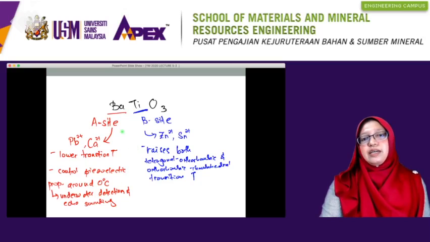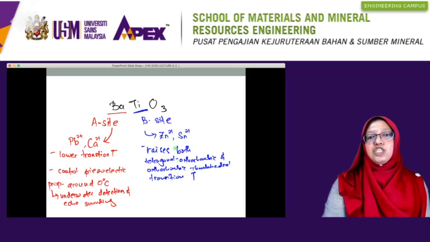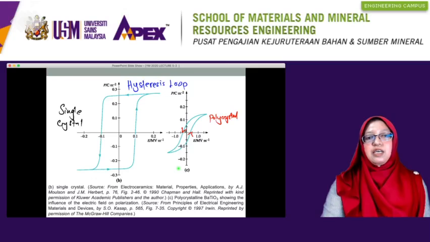Or else we can alter the B site by substituting Zr4+ or Sn4+, known as tin. This will raise both the tetragonal-orthorhombic and orthorhombic-rhombohedral transition temperatures. These are the typical hysteresis loops for a single crystal, the one on your left, and this is the hysteresis loop for a polycrystal. And most of the crystals exhibit a polycrystal hysteresis loop.